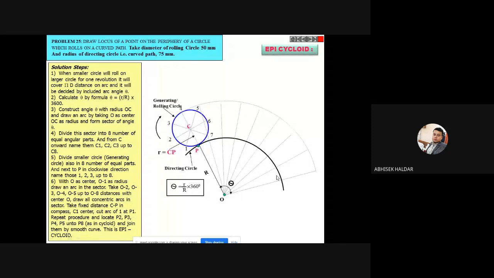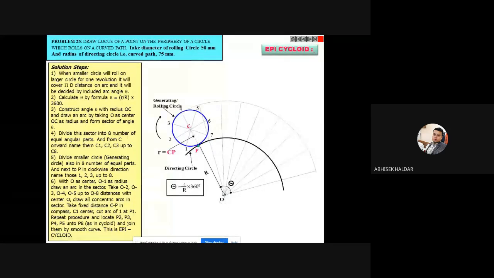Actually, three times you have to bisect. Then you will get 8 equal parts. Whatever angle you are having, go on bisecting 3 times, you will get 8 equal parts. Once you are getting these 8 equal parts, then you have to draw these lines. Lines means how to draw? Just see again the same method.